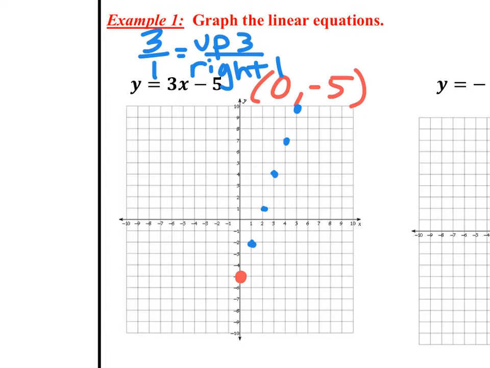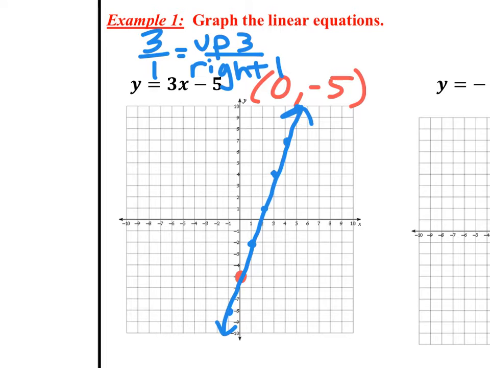If you leave it like this, I won't be very happy with you. You need to reverse it and go the other direction. So go down 3, left 1. Looks like I can only do that one time. Go ahead and connect the dots to make a line, please.